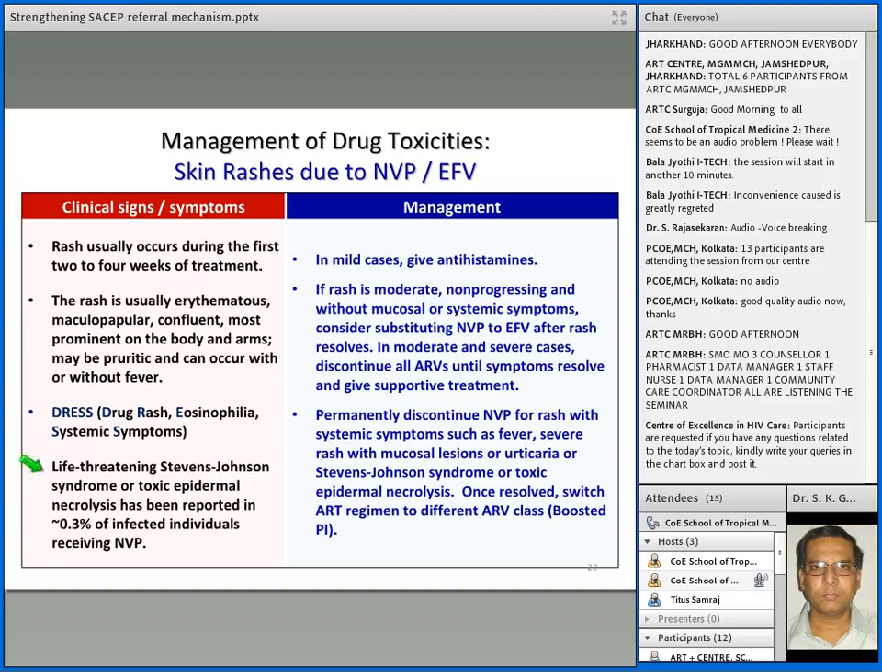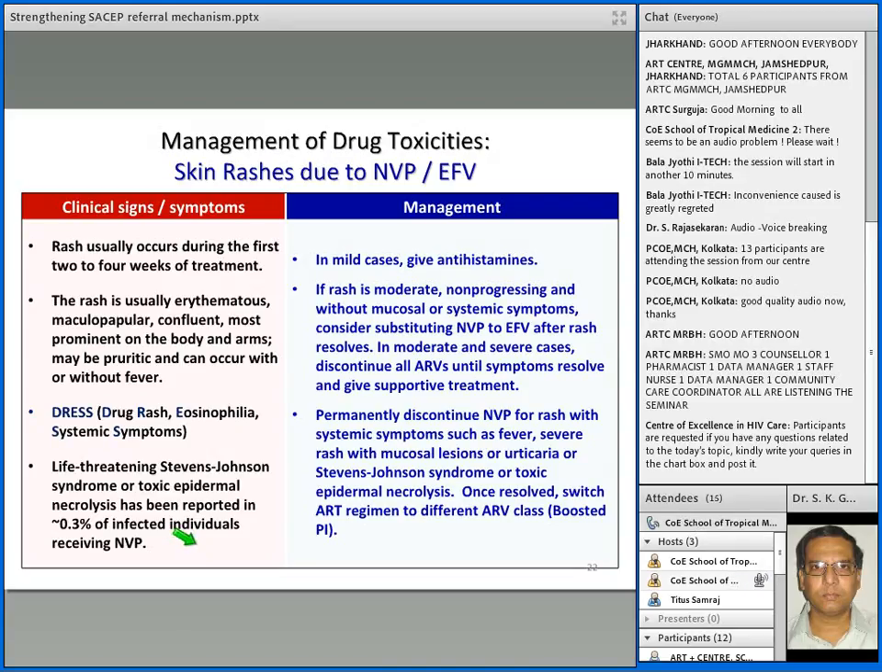And the last but not the least, and the most important and life-threatening condition, is either Stevens-Johnson syndrome or toxic epidermal necrolysis. The incidence is very low, less than 1% in patients receiving nevirapine. So this is one that we need to remember. Also, patients with a higher CD4 count are not only susceptible to increased hepatotoxicity, they are also susceptible to an increased incidence of skin rash. And often this skin rash is associated with a rise of ALT and AST that we need to remember.